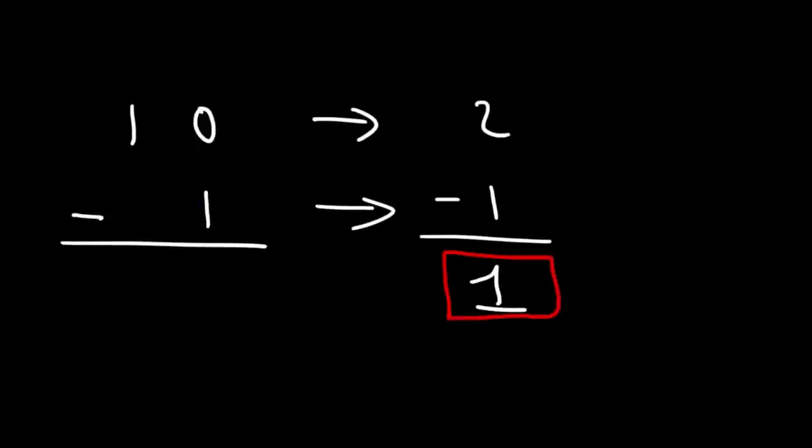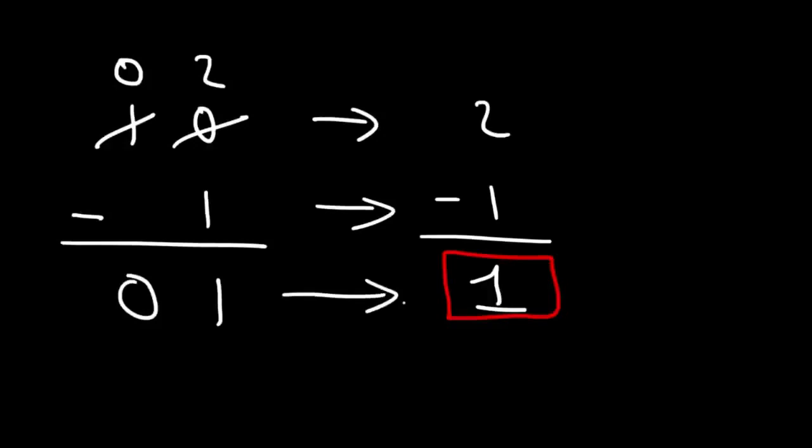Now, we can't do 0 minus 1 because that's going to give us a negative number. So we need to borrow. So we're going to borrow this 1. That's going to turn into a 0. And then this 0 becomes a 2. 2 minus 1 is 1. And 0 minus nothing is 0. So 01 corresponds to 1.